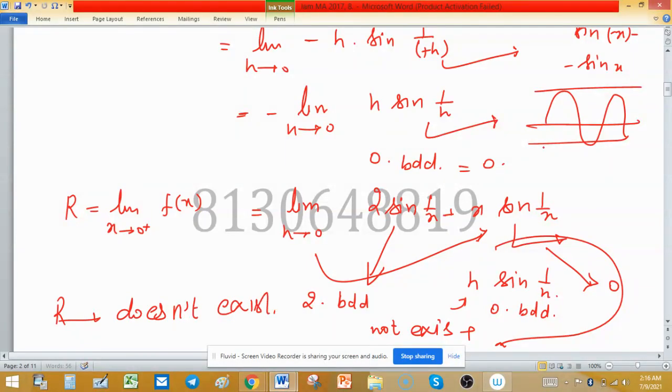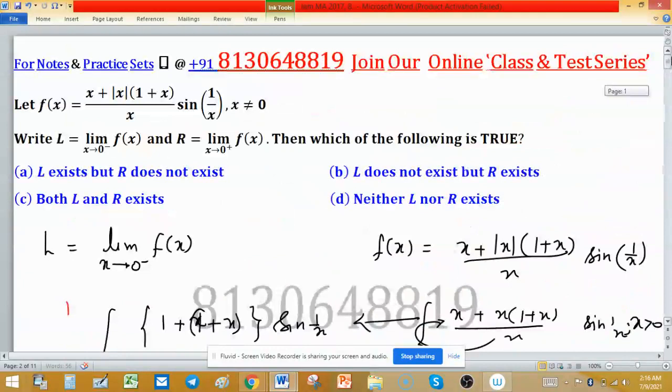So what we have is: L exists and R doesn't exist. So which option is true? Option A is L exists but R doesn't exist. So option A is correct.